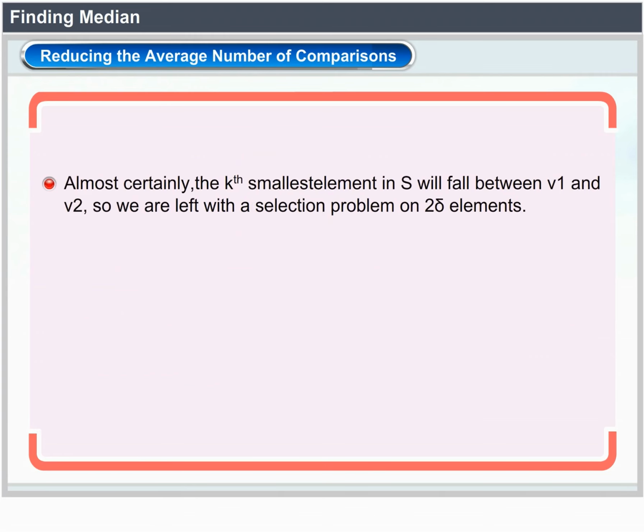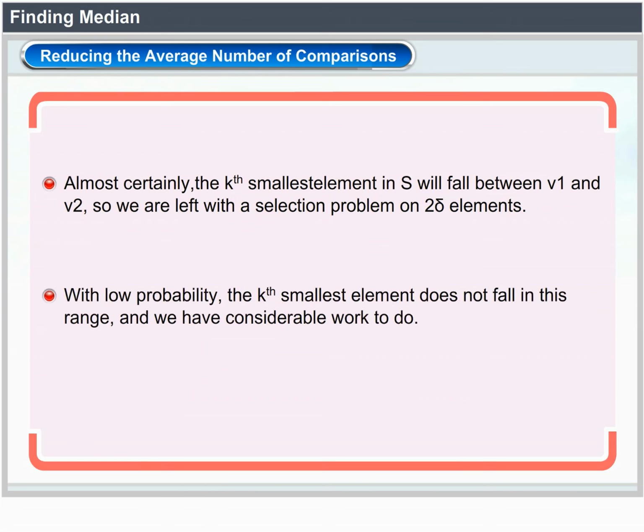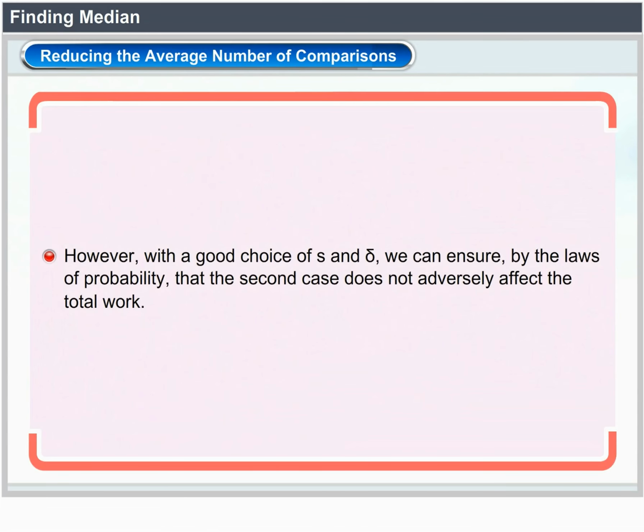Almost certainly, the kth smallest element in S will fall between V1 and V2, so we are left with a selection problem on 2 delta elements. With low probability, the kth smallest element does not fall in this range, and we have considerable work to do. However, with a good choice of s and delta, we can ensure by the law of probability that the second case does not adversely affect the total work.